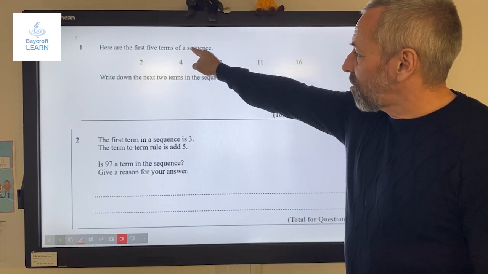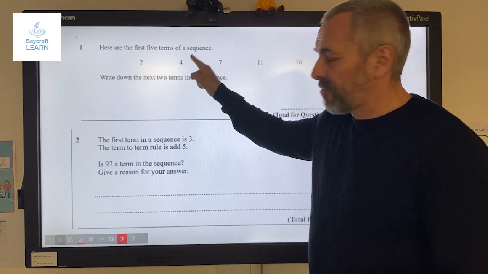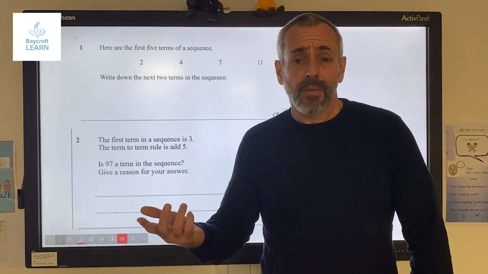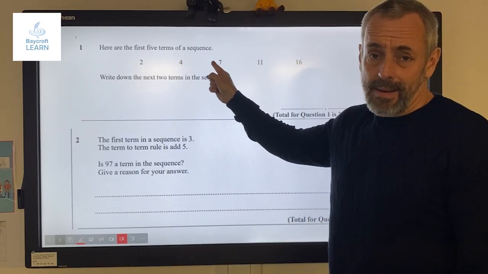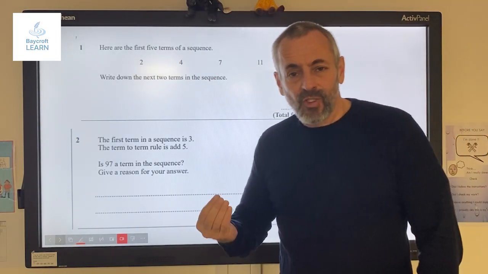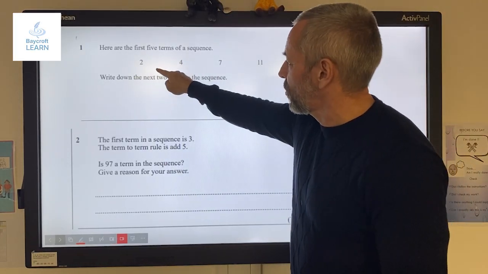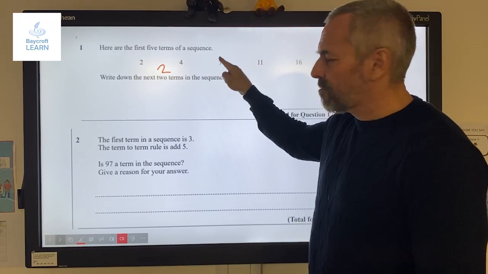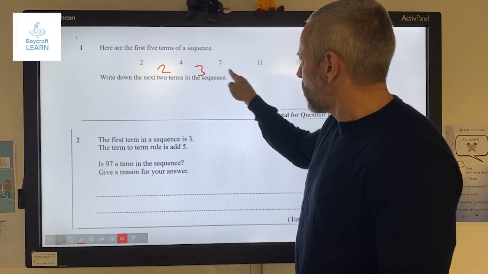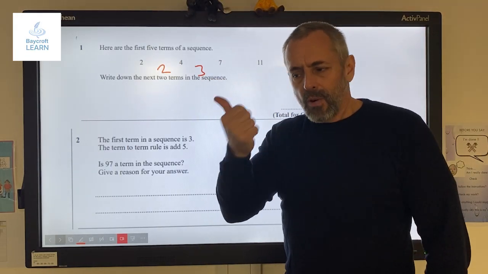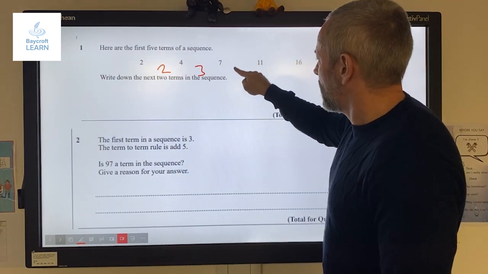So here are the first 5 terms of a sequence. Okay, so 2 to 4, what's that gone up in? That's gone up in 2s, isn't it? So that sequence is going up in 2s. So 2, 4, doesn't work. So we have to start looking at it in a bit more detail. Well, this first step between the 2 terms, that's gone up in a 2. Well, what's the difference between 4 and 7? 4, 5, 6, 7. Well, that's gone up in a 3. What about 7 to 11? 8, 9, 10, 11. Well, that's gone up in 4.